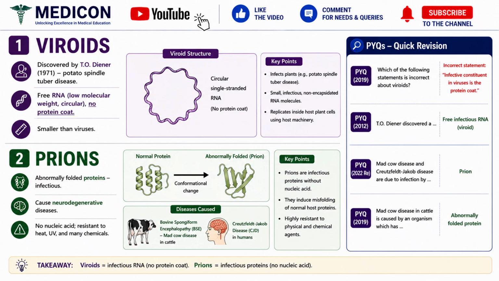Prions. When it comes to prions, it's actually an abnormally folded protein. There is a conformational change; conformation means shape. The diseases caused by prions are bovine spongiform encephalopathy (BSE), mad cow disease in cattle, and Creutzfeldt-Jakob disease (CJD) in humans. So the takeaway here is basically that viroids are infectious RNA with no protein coat, whereas prions are infectious proteins with no nucleic acid.